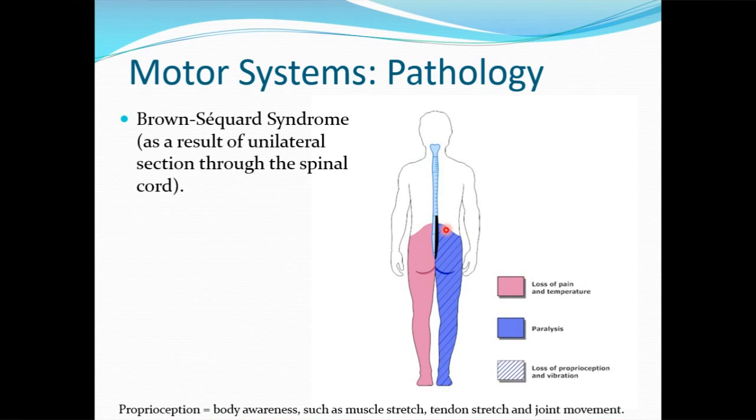And what then happens, let's say the damage is to that area over here, you have loss of pain and temperature on the one side, and on the other side you have paralysis of movement and loss of proprioception and vibration. Now proprioception, just so you know, is your body awareness, such as muscle strength, whether your tendons are stretched, joint movement. You're always aware of where your limbs and body parts are because of proprioception.